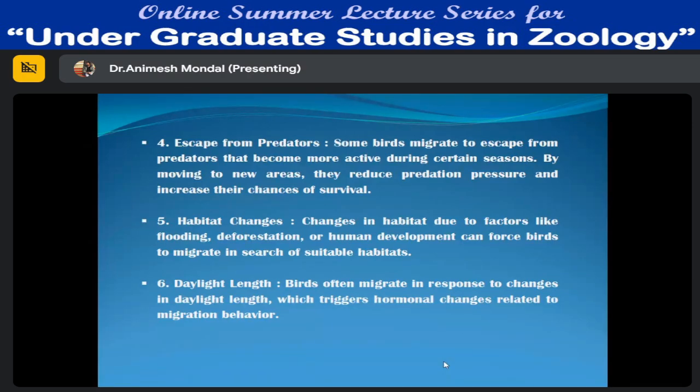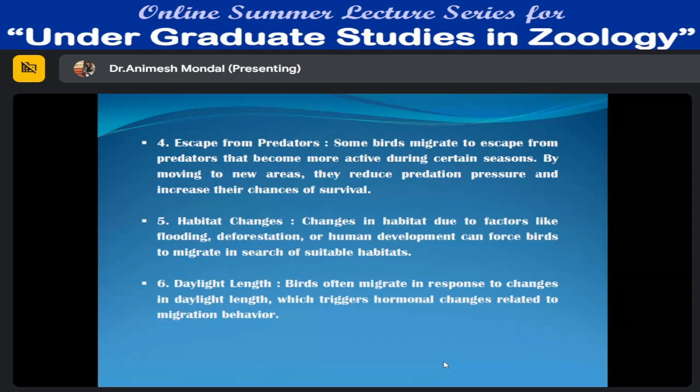Now, another reason is habitat change. Changes in habitat due to factors like flooding, deforestation, and anthropogenic human activity can force birds to migrate in search of suitable habitat.